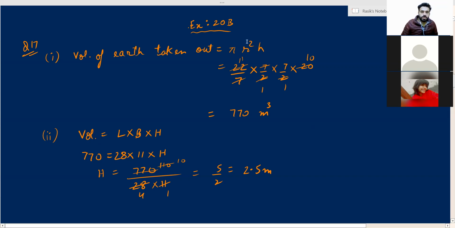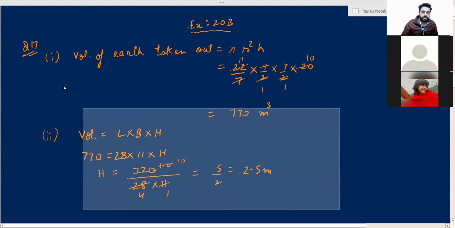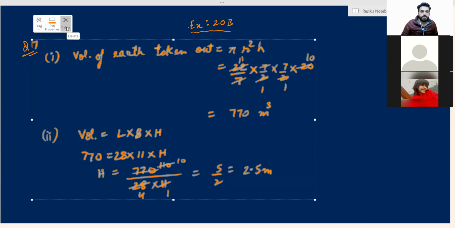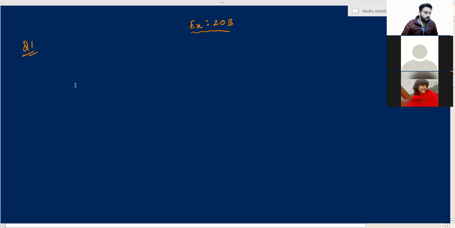Let's do question number 19 first. Question 18 will take some time. It will take 10-11 minutes to explain the whole question. Question 18 is a little lengthy one. We don't have this much time in this period. So we will do question 19 in this period, and question 18 we will do tomorrow.